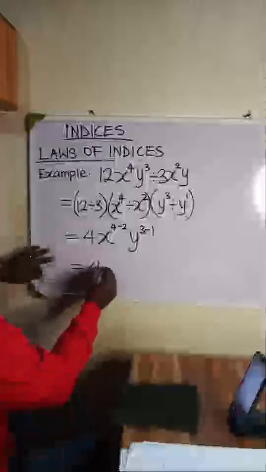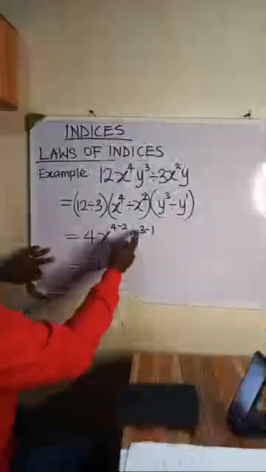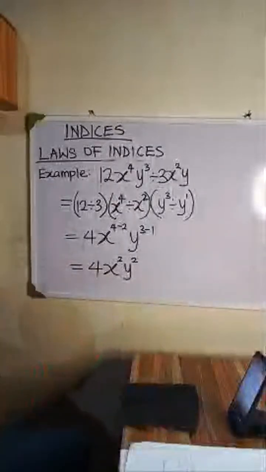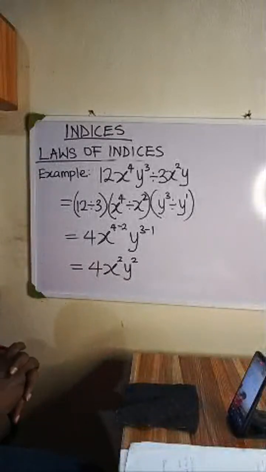So this gives us 4x, 4 minus 2 gives us 2, 3 minus 1 gives us 2. So we have 4x to the power of 2, y to the power of 2.